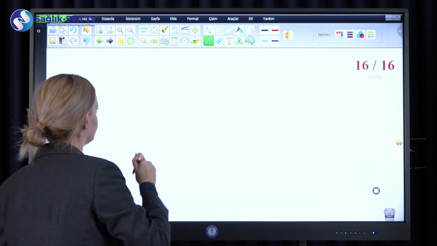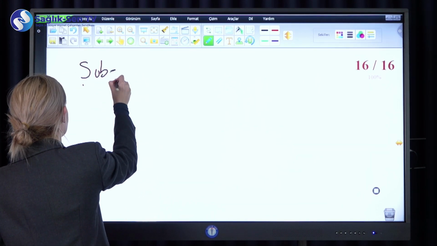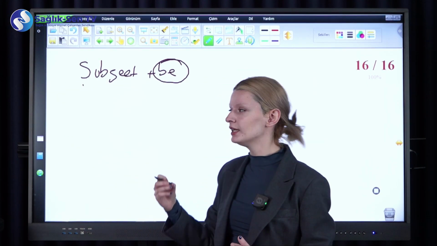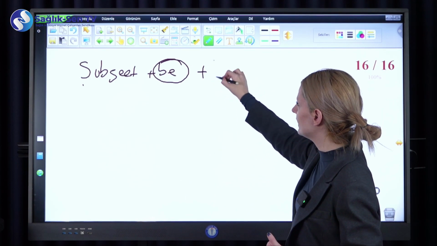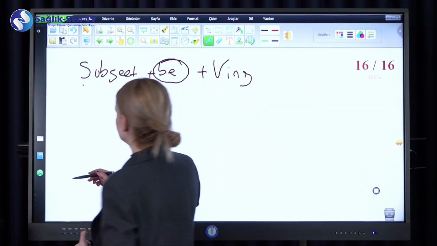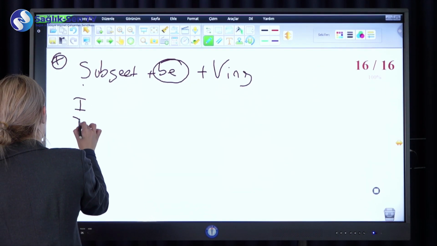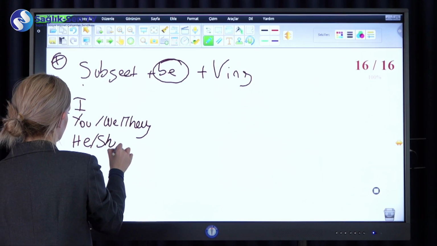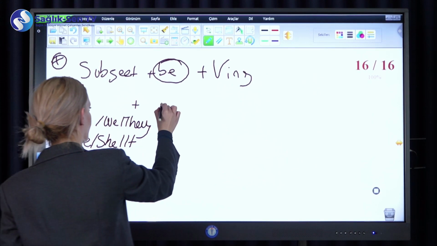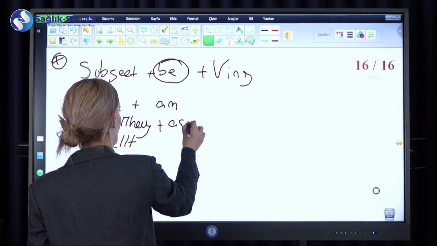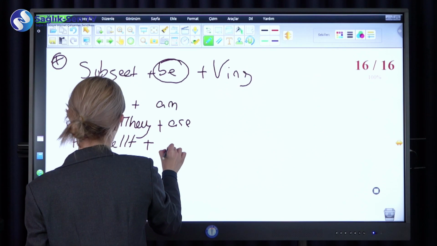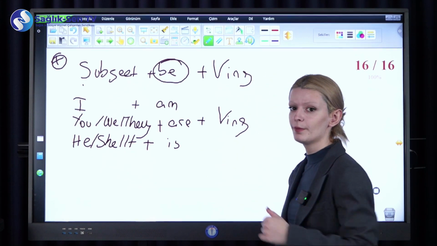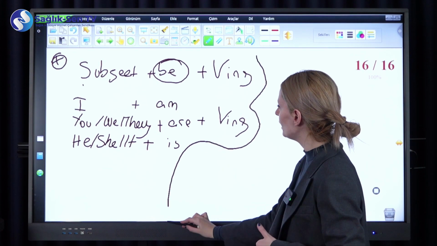What was our sentence structure? After our subjects, the correct be form, according to the time and the subject, comes, and then verb ing. This is the affirmative sentence. For example, I, you, we, they, he, she, and it. After I, we use am. You, we, they get are. He, she, it gets is. And then all of them get verb ing.